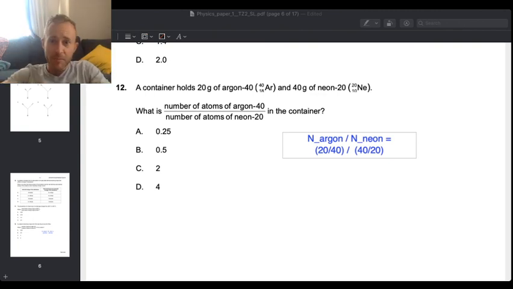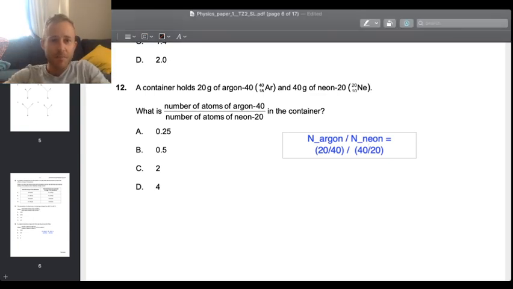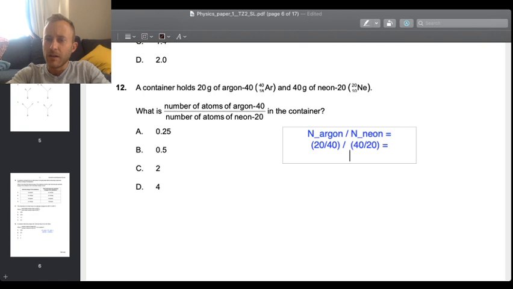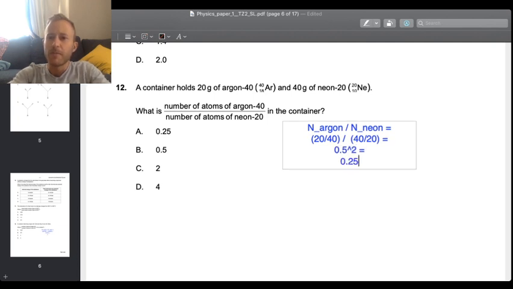So the number of atoms of argon divided by the number of atoms of neon is going to be this, which is going to equal 1/2 squared, which is going to equal 0.25. Okay. So the answer would be A.